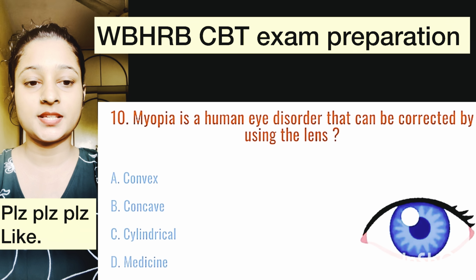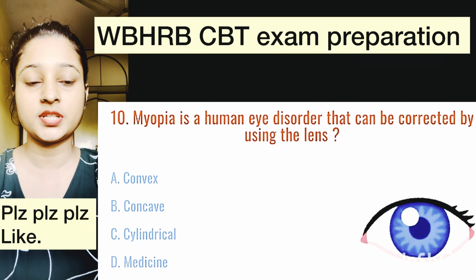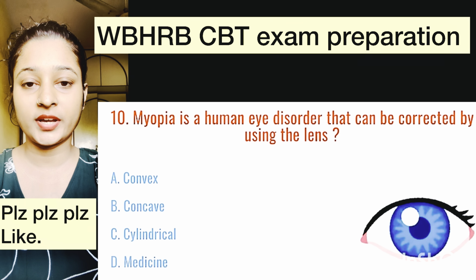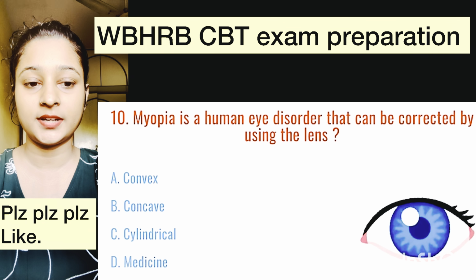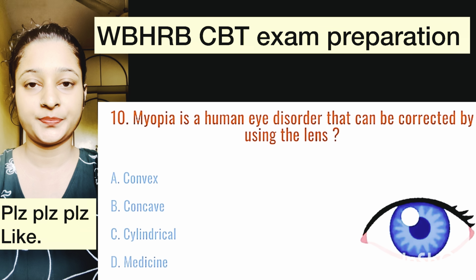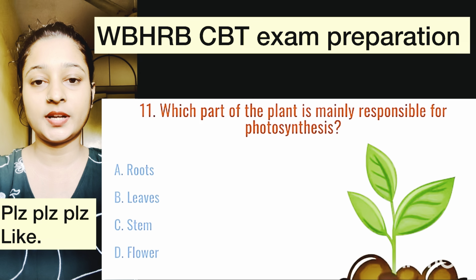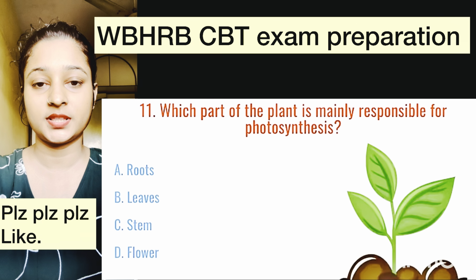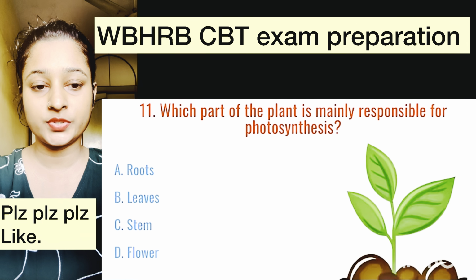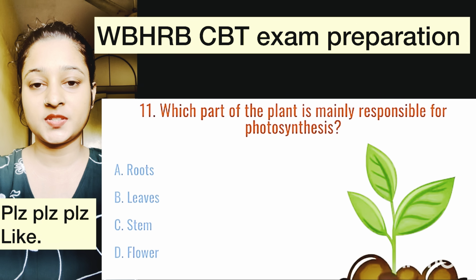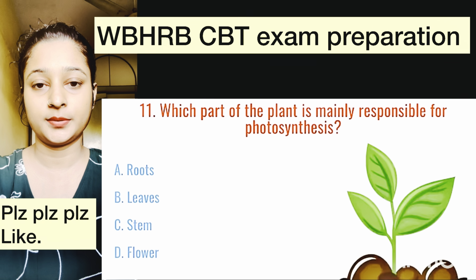Question number 10 is myopia is a human eye disorder that can be corrected by using the lens. Option A is convex lens, option B is concave lens, C is cylindrical lens and D is medicine. Here correct option is option B, concave lens. Question number 11 is which part of the plant is mainly responsible for photosynthesis? Option A is roots, B leaves, option C stem and D is flower. Here correct option is option B, leaves.